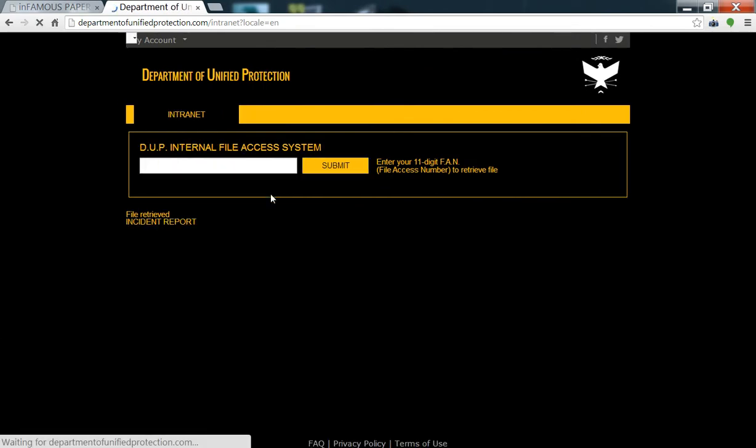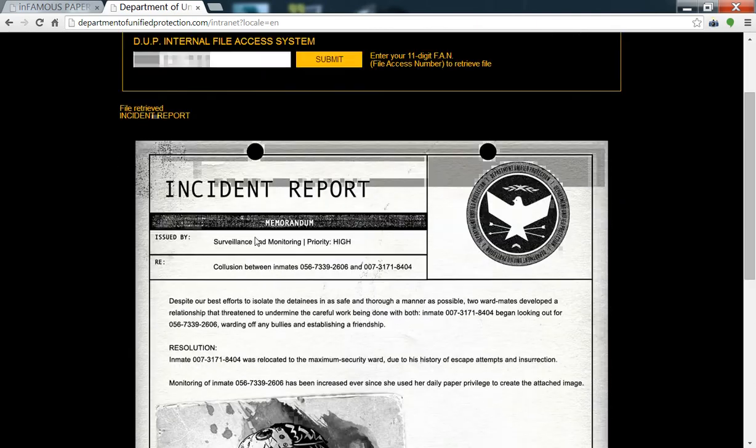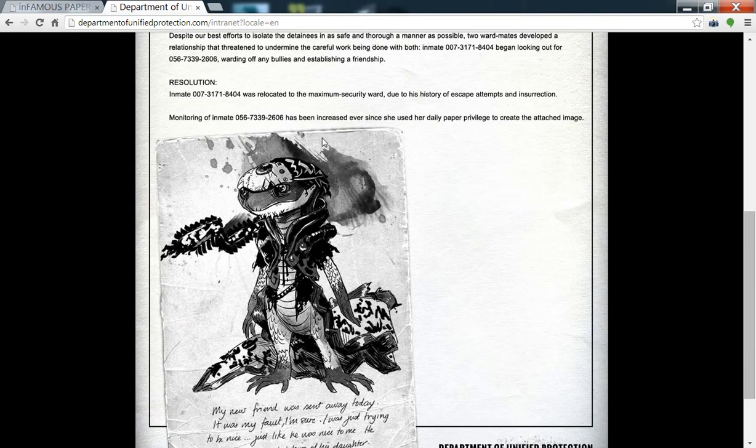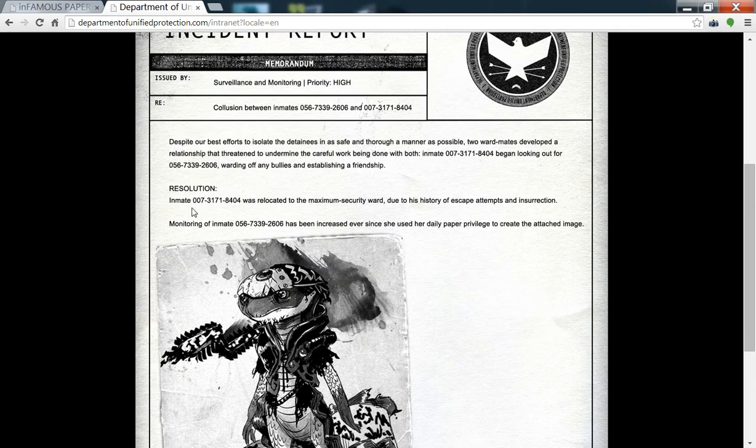So you type in the next number. We found out there's an incident report. As I'm looking across here, I kept looking at different things, and I noticed that they're talking about two different inmates. One inmate is 007, the other one's 056.